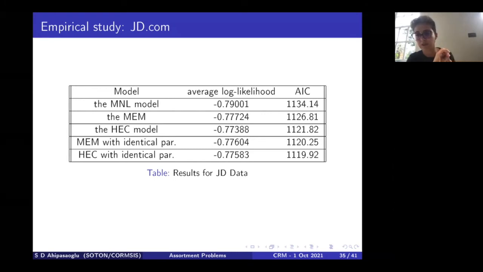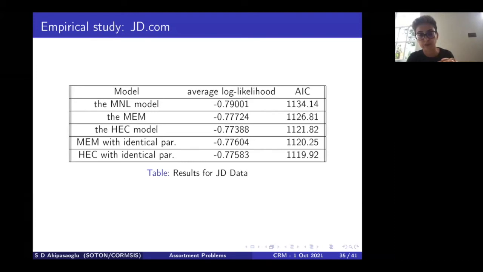So these are, as you can see, very easy models to estimate because you're estimating only 2 parameters. In MNL, you estimate 1 parameter. In MEM and HEC, you estimate Q parameters. But in the last 2, you estimate only 2. So very parsimonious. And we can see that actually the last 2 perform quite well, which again tells us that maybe our theoretical result was not a bad one.